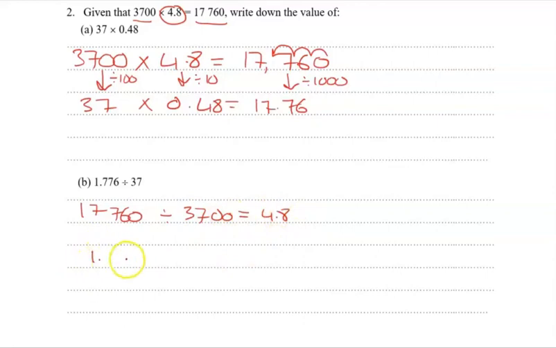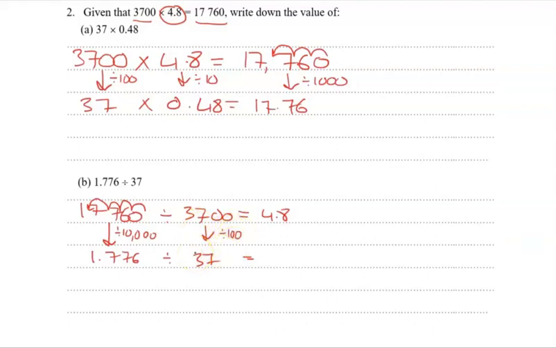And below you write down the question. So 1.776 divided by 37. From here to here, we move the decimal 1, 2, 3, 4 places to the left. So we're dividing by 10,000. 3,700 to 37, you divide it by 100.